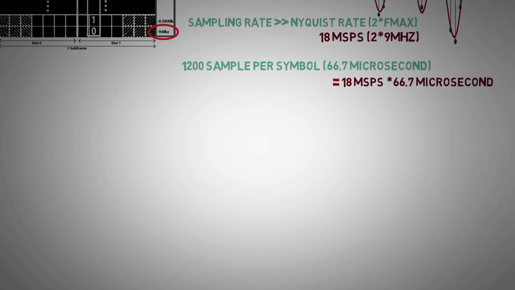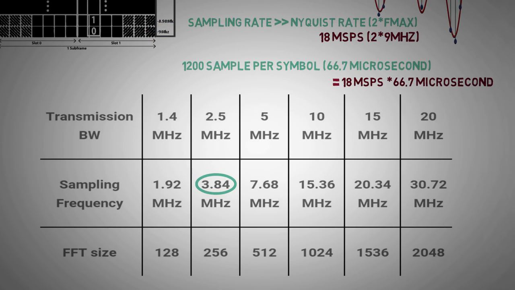Since UMTS had a sampling rate of 3.84 megasamples per second, to achieve backwards compatibility, the sampling rate in LTE is taken as a multiple of 3.84 megasamples per second. Thus for a 20 MHz spectrum, which has a sampling rate of 30.72 megasamples per second, there are 2048 samples per symbol in OFDMA. The FFT size of the IFFT processor thus depends on the LTE bandwidth as shown.